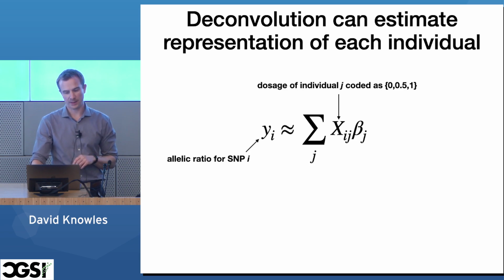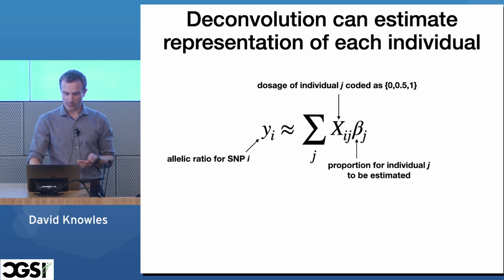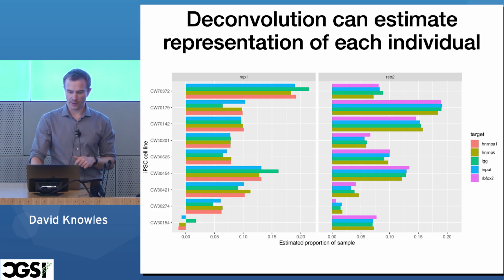Then x here is the dosage, the genotype dosage of individual j, coded in a slightly unusual way for GWAS people as 0, 0.5, 1. So 0 here would be homozygous reference, 0.5 would be if you're heterozygote, and then 1 would be if you're homozygote alternate allele. Once you fit this model, these beta regression coefficients are going to end up being the proportion of the pool corresponding to individual j. So we can do this for the data that we have.